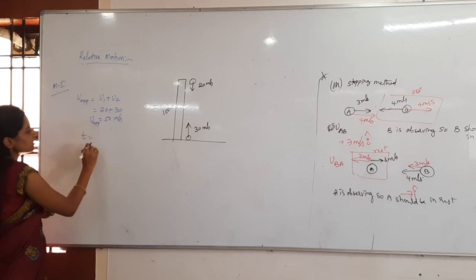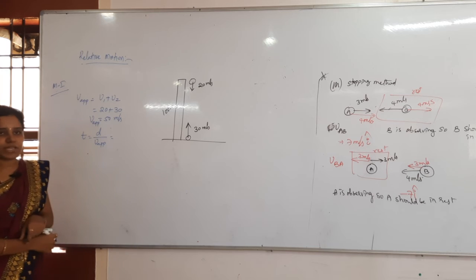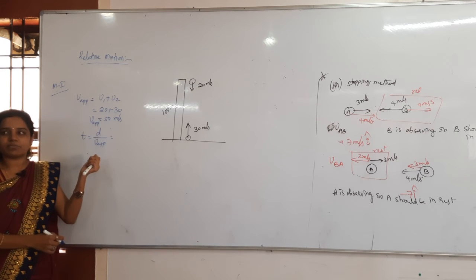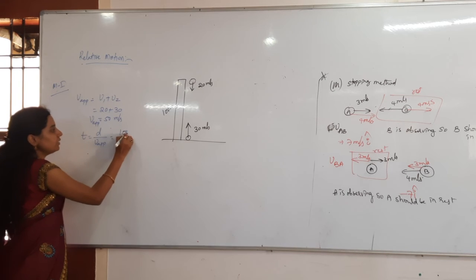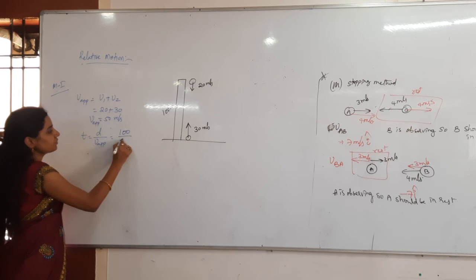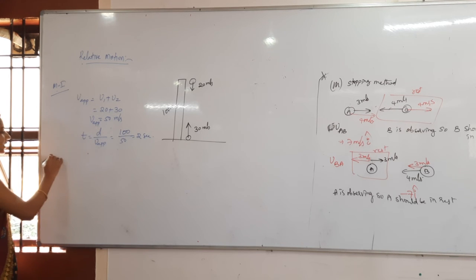Then time taken is how much? Distance by velocity of approach. Velocity is equal to distance by time, so time is equal to distance by velocity. Distance is how much? 100. Velocity of approach is how much? 50. So the time is how much? 2 seconds. Otherwise we will use the general formula method.